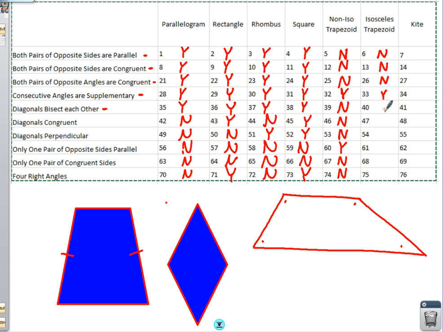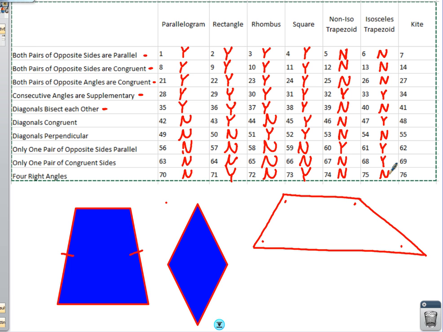Diagonals bisect each other. What about that one? Do the diagonals bisect each other? No. Are the diagonals congruent? Yes, they are. That's the one that kind of scares me. Diagonals will not be perpendicular. Only 1 pair of opposite sides are parallel. Yes, they are. Only 1 pair of congruent sides. Yes, they are. And there they are, left side, right side. That's what makes it isosceles. And it has 4 right angles. No.